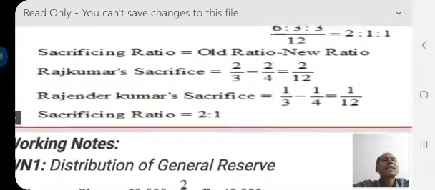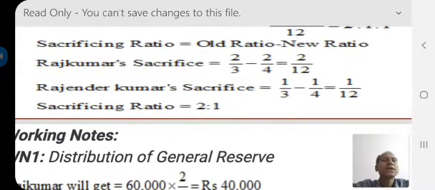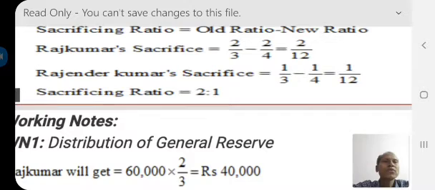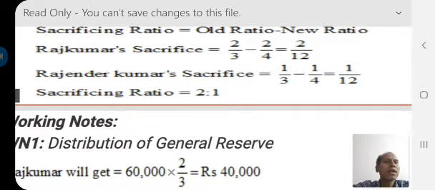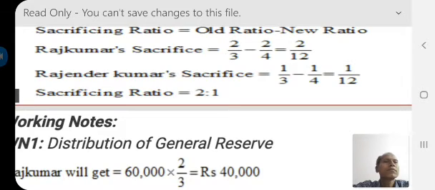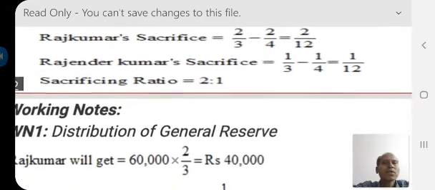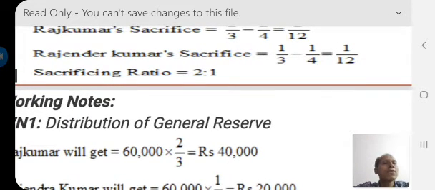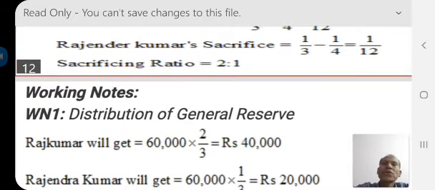And sacrificing ratio is old ratio minus new ratio. Rajkumar sacrificed 2/3 minus 2/4, which is equal to 2/12. And Rajendra Kumar sacrificed 1/3 minus 1/4, which is equal to 1/12. So sacrificing ratio is equal to 2:1.